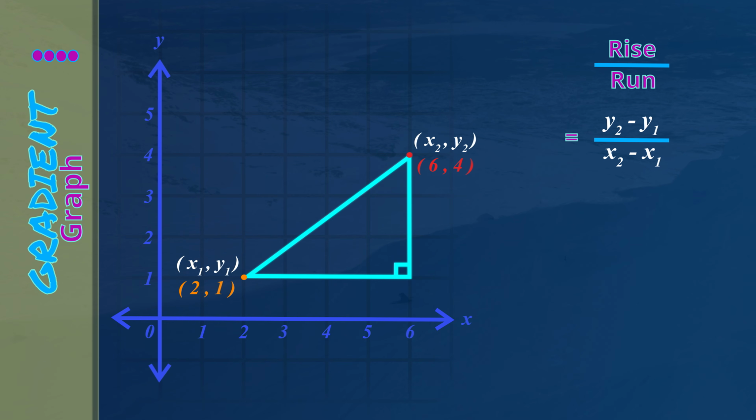So the gradient rule is y2 minus y1 divided by x2 minus x1. That's 4 minus 1 divided by 6 minus 2. Now 4 minus 1 is 3, 6 minus 2 is 4, so that's 3 divided by 4. The gradient is 3/4 or 0.75.